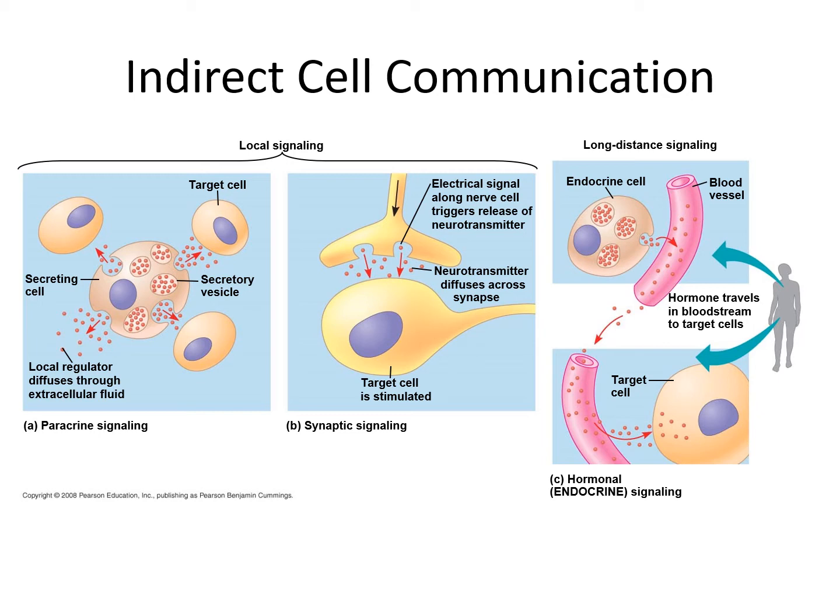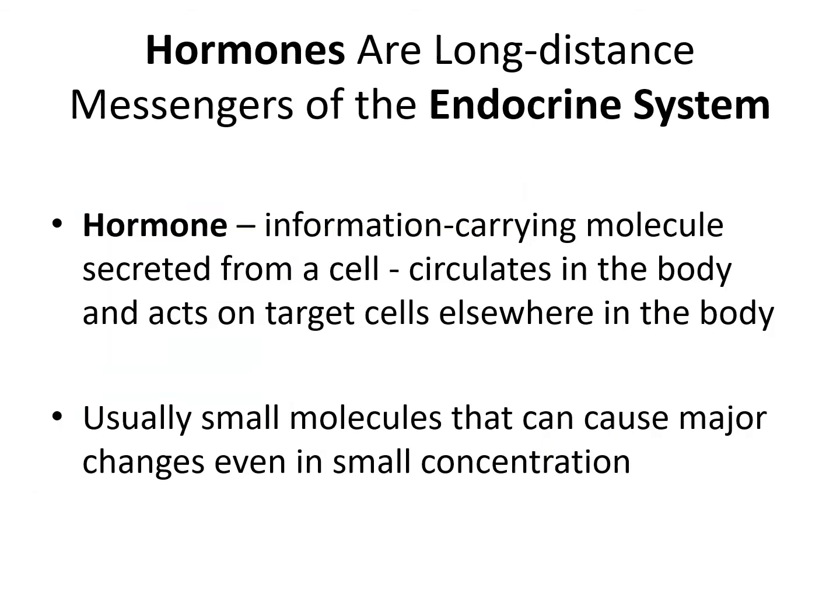by the electrical signal. Finally, we've got long distance signaling, and this is what happens in the endocrine system. And the signaling molecules we're talking about now are referred to as hormones. So an endocrine cell will secrete signaling molecules into the interstitial space around it, and then they will soak into the blood. And once they're in the blood, they can travel anywhere in the body, and any cell that has a receptor for that signal will be affected. So hormones are long-distance messengers.